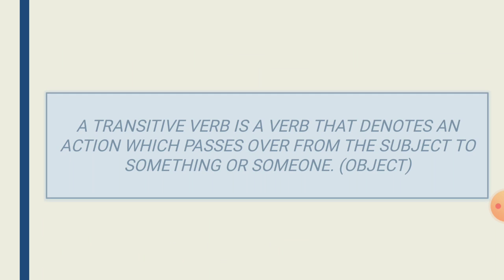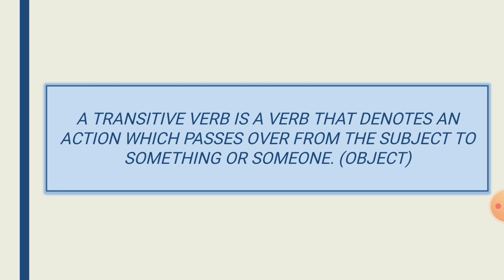Now we can see the definition of a transitive verb. A transitive verb is a verb that denotes an action which passes over from the subject to something or someone. This something and someone is known here as what? Object. In short, you can easily remember in this way that a transitive verb takes an object.